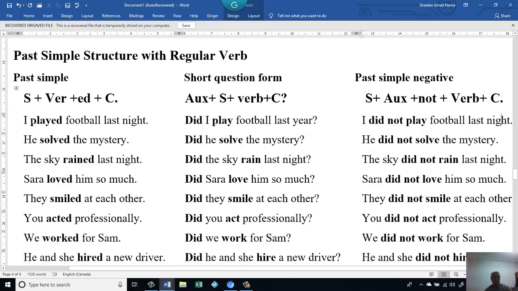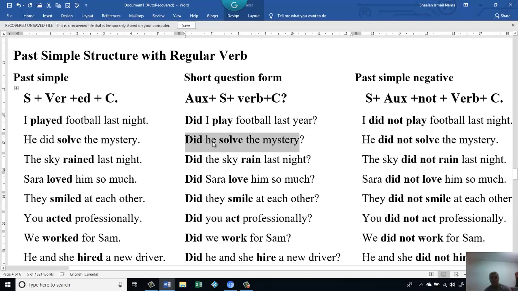Sometimes we could add did here. For example, if you go to the second sentence, he solved the mystery. If you remember I said, if we don't know whether this is a regular verb or irregular verb, sometimes we could add did here. He did solve the mystery. Then I know this has definitely happened in the past. Then it will be easy for me to make a short answer question. I take this auxiliary verb and put it in front of the subject as I did here. Then we put a question mark. We say, did he solve the mystery?